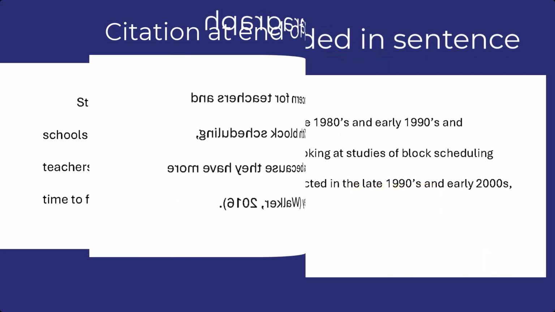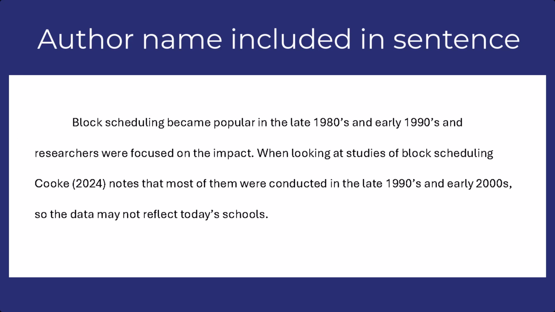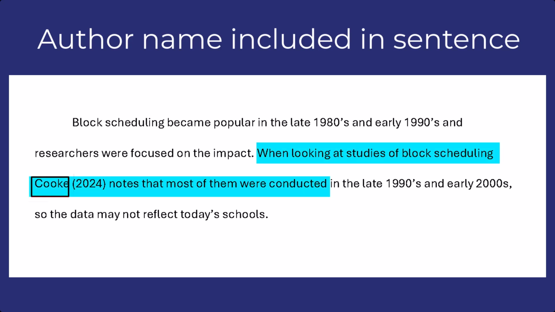Another way to cite is to include the author's name in the narrative of the paper. The author's name is included in the sentence, "When looking at studies of block scheduling, Cook notes that most of them were conducted," and so on. Because the name is in that sentence, you will just need the year after the author's name.